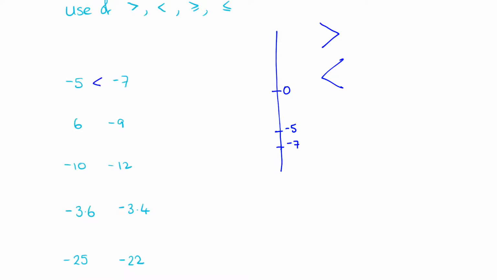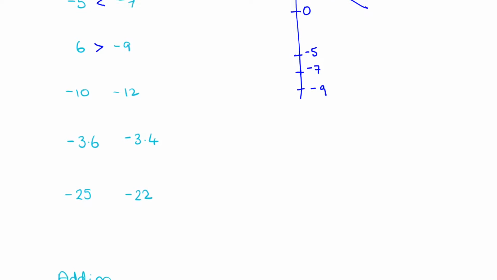Okay, what about 6 and negative 9? So that's a positive 6 and a negative 9. So we can see that 6 is higher up than negative 9, so 6 is greater than negative 9.